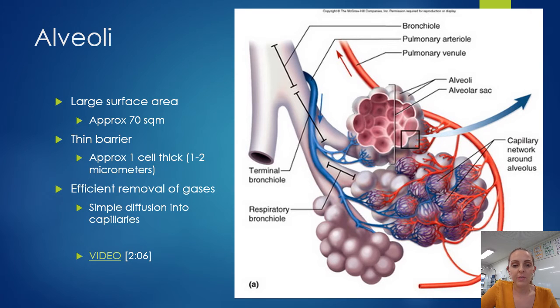Lovely little image there of the alveoli, and this is showing you that red and blue, so the oxygen-rich versus oxygen-poor. It's just lovely. Look at those lovely little air sacs. Maximizing surface area. Perfect if we're talking about gas exchange surfaces. There is a video there for you to have a look at. Please do.